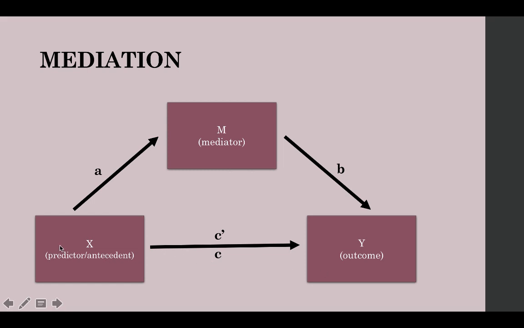Then we will test the relationship between X and the mediator, so pathway A. And then finally, we will test the pathways B and C prime to test the effect of the mediator and the antecedent on the outcome variable together.